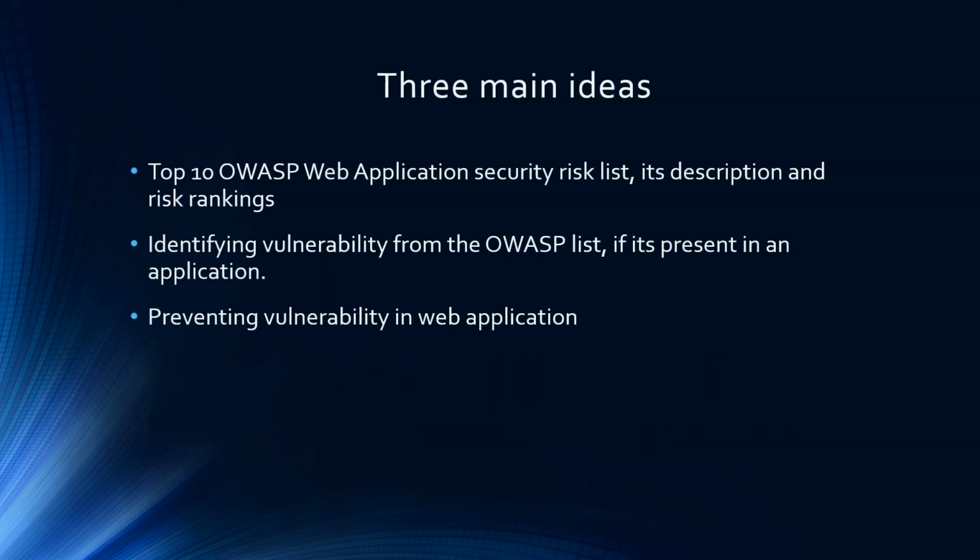Three main ideas we will be covering in this presentation would be, first, the list by itself, its description, and the risk rankings associated with it. Second would be how to identify vulnerabilities from the OWASP list if they are present in your application. Third, how to prevent them in your application.